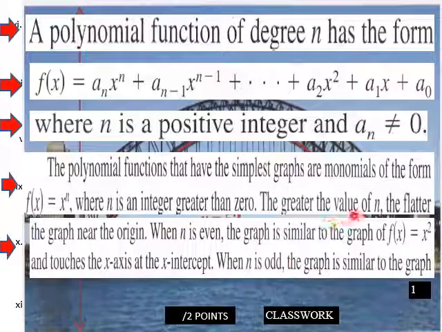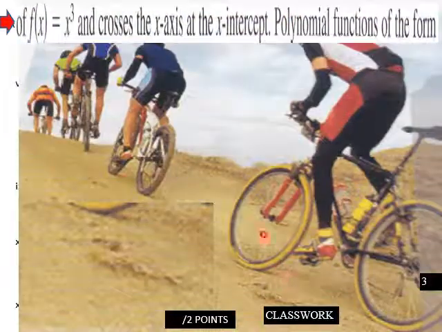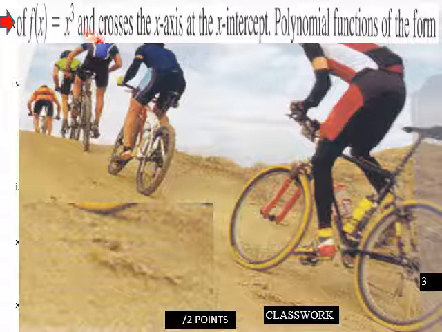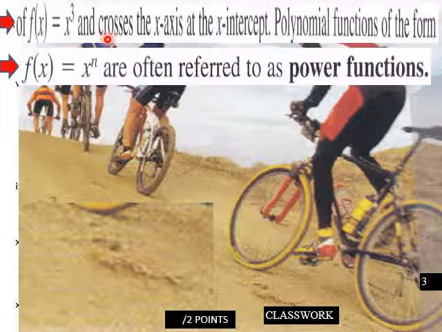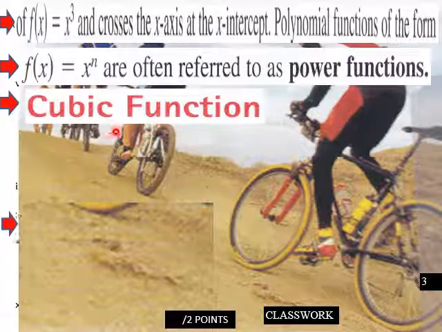The greater the value of n, the flatter the graph near the origin. When n is even, the graph is similar to the graph of f of x equals x squared and touches the x-axis at the x-intercept. When n is odd, it's similar to the graph of f of x equals x cubed and crosses the x-axis at the x-intercept. Polynomial functions of the form f of x equals x to the n are often referred to as power functions.